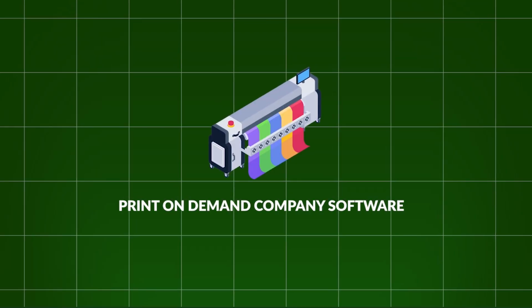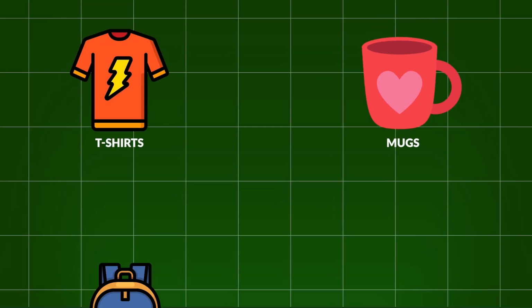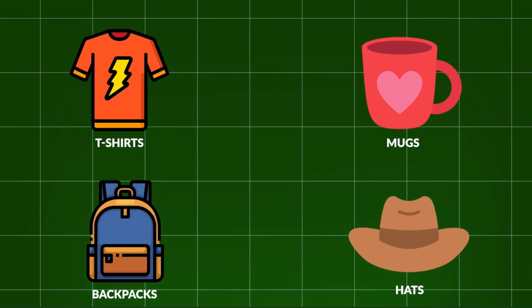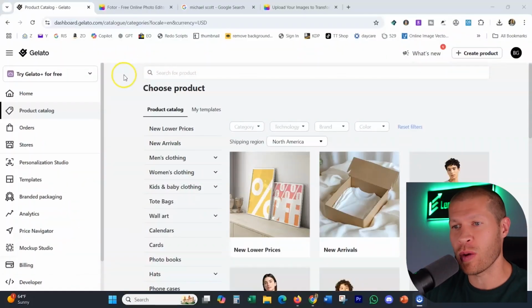But the first software that you're actually gonna need is a print-on-demand company software that's going to allow you to make the designs and then input them on whatever you want. So we're talking t-shirts, mugs, backpacks, hats have been really good for me lately, baby onesies, aprons, you name it, you can print it on there. And I use Gelato. It's phenomenal.